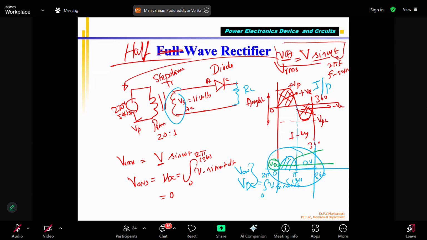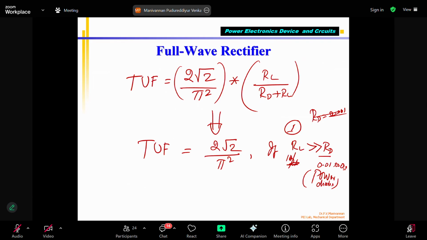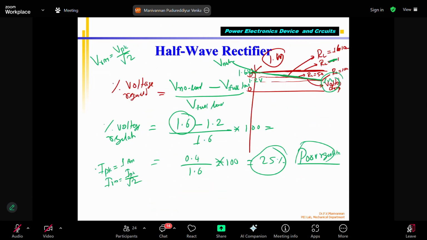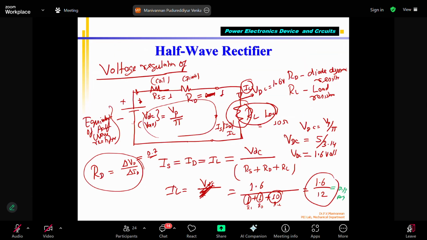That means you have to find the area under this curve. That is what we saw in the previous classes, correct? V average, everything already calculated. We are given the equation also, how to find VDC. For a half-wave rectifier, we found VDC equal to V peak divided by pi, because only half the cycle is used. If you substitute that, you will get this voltage. If it is 5 volts, the average voltage is DC, not varying.